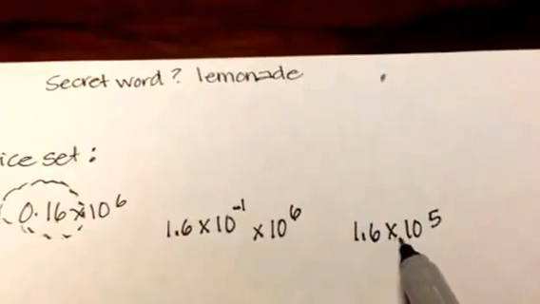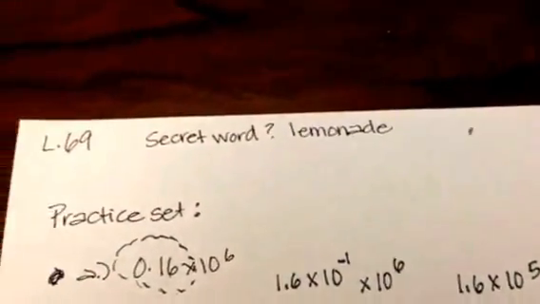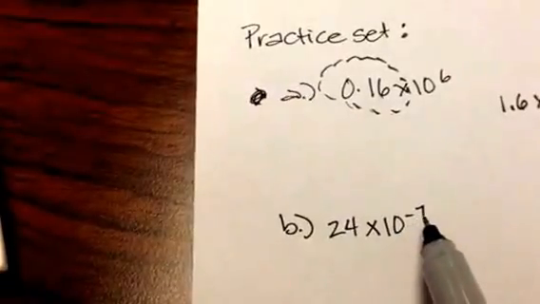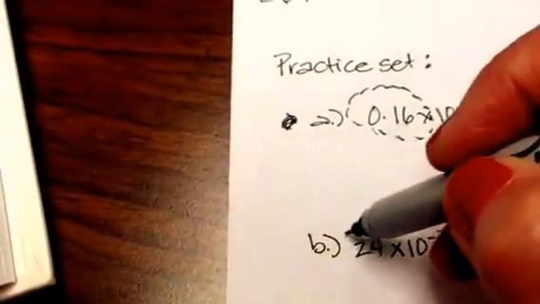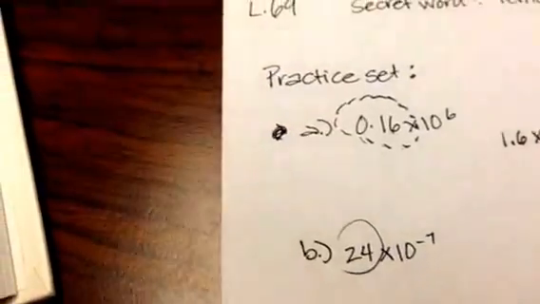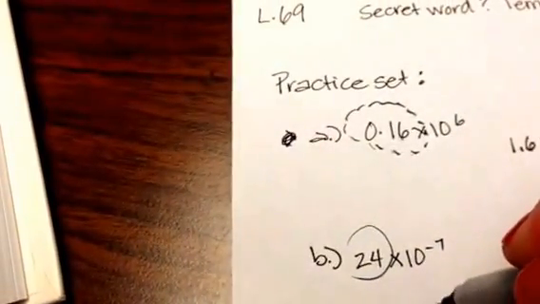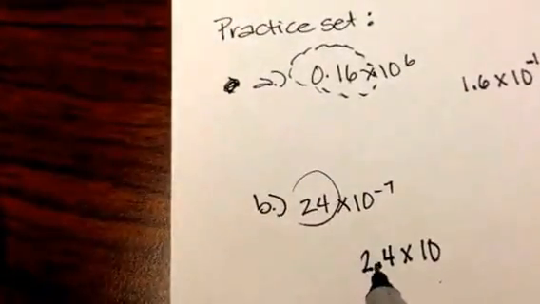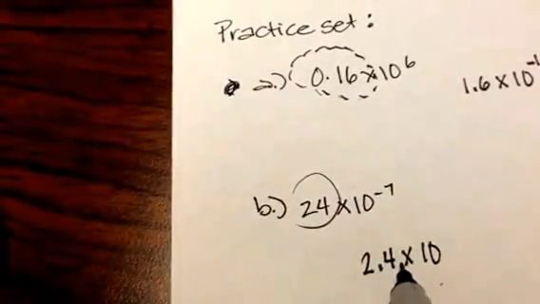Okay, so it's 1.6 times 10 to the 5th. Okay? Well, let's do another one. 24 times 10 to the negative 7. This part of my equation is not in proper form. So to put that in proper form, I'm going to remember that I do 2.4 times 10. Now, I want this decimal to go one place to the right.